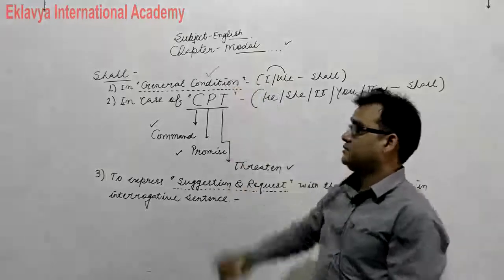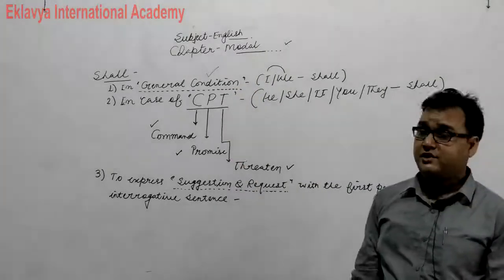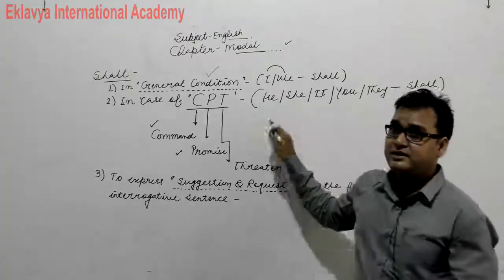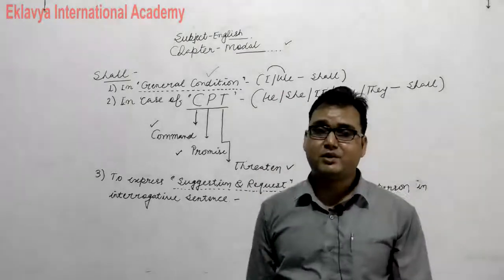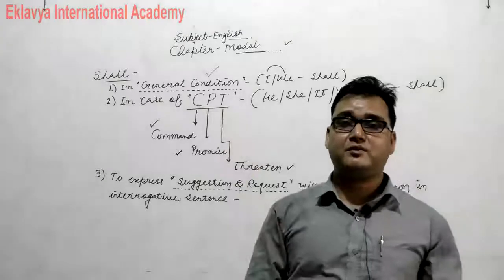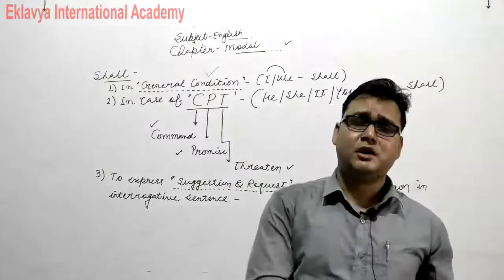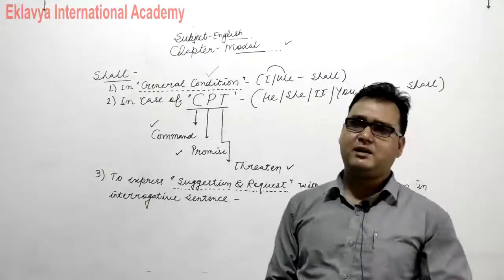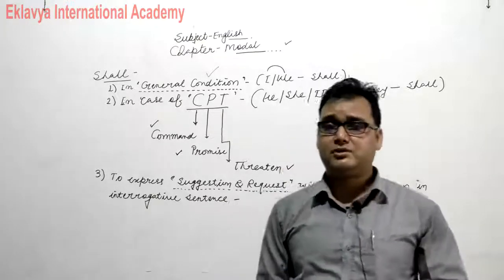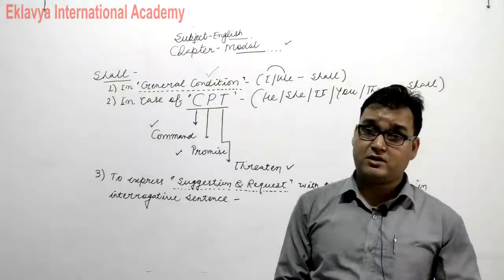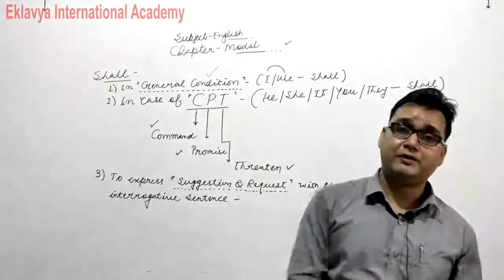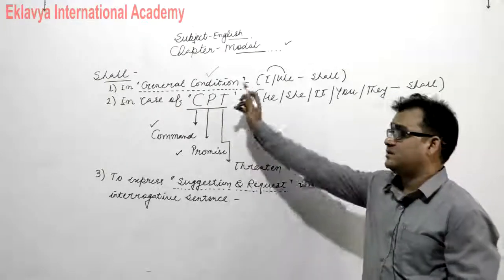In general condition we use shall. In general condition means the condition that is basically applied in tense. You know that whether it's future indefinite, continuous, perfect, or perfect continuous, you always use shall with I and We only. Wherever your tense is indefinite, continuous, perfect or perfect continuous, we use only shall with I and We. It is known as your general condition.